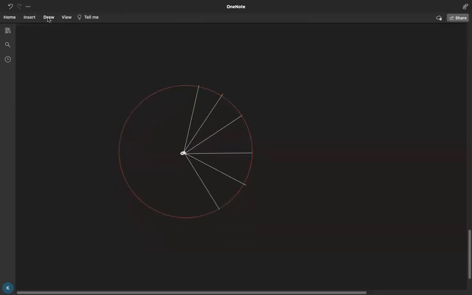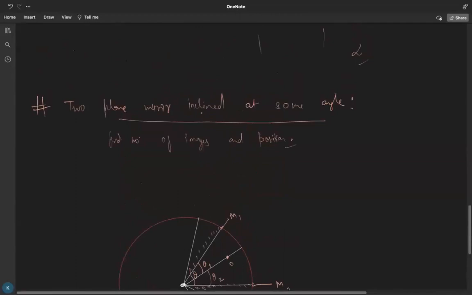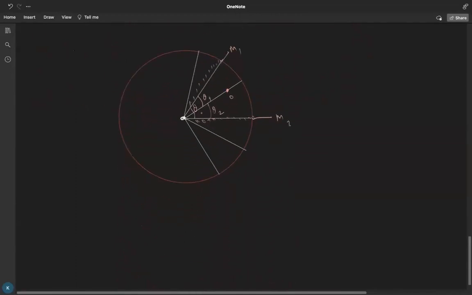So what I'm trying to say, let us suppose that these two are our mirrors. Look at both of these mirrors carefully. This is our M1 and this is our M2, and both are kept at an angle of theta. On this line, there is an object placed, O. The angle between the line joining the center and the object and the first mirror is theta 1, and the same applies for mirror 2, which is theta 2. And now you have to find the total number of images and the positions of the images, right? So these two things you have to find.